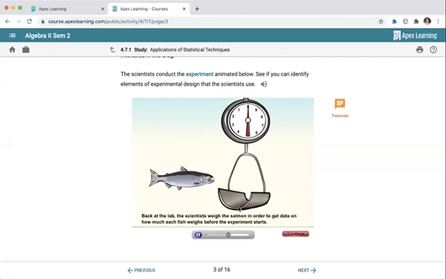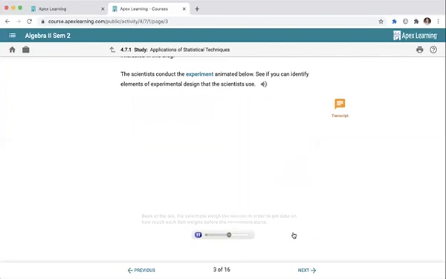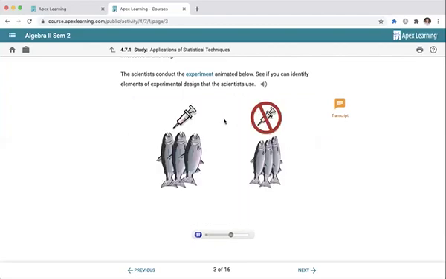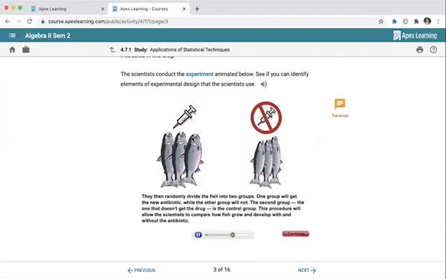All right, back at the lab, the scientists weigh the salmon in order to get data on how much each fish weighs before the experiment starts. Okay, so that's really, really good. That's their starting weight. All right, and that's going to be very important here. Okay, then obviously half of the fish get the antibiotic, half of the fish don't get the antibiotic. The second group that doesn't get the drug is the control group. Of course, this procedure will allow scientists to compare how fish develop and grow without the antibiotic.